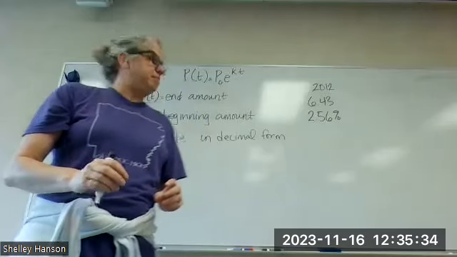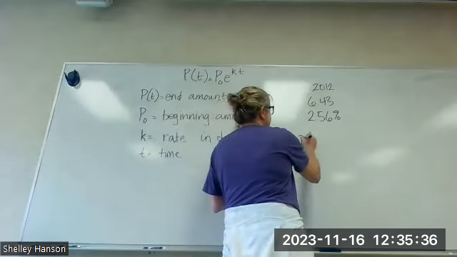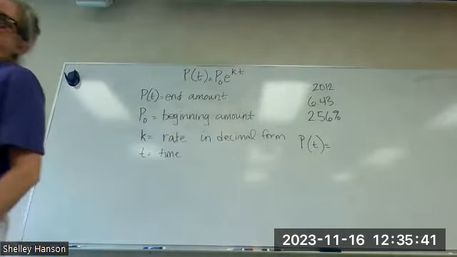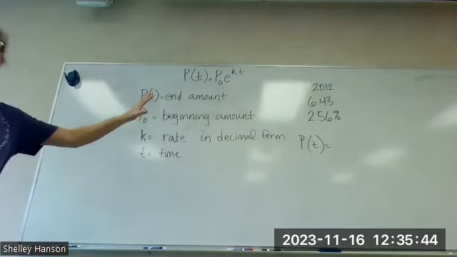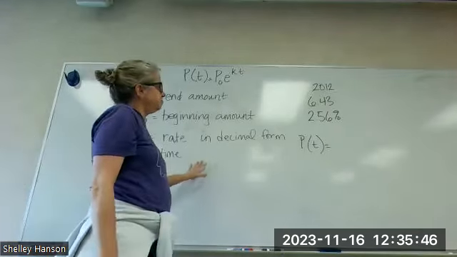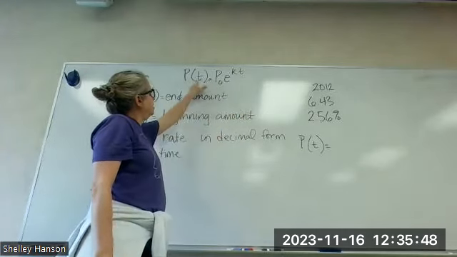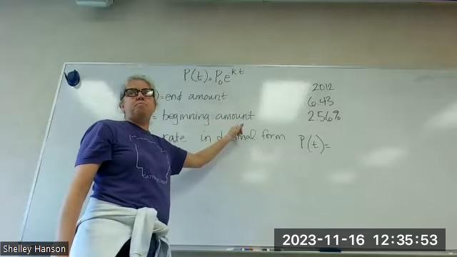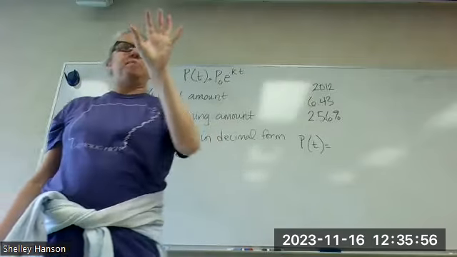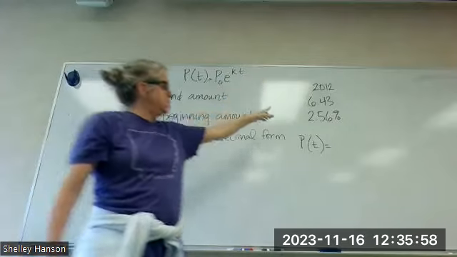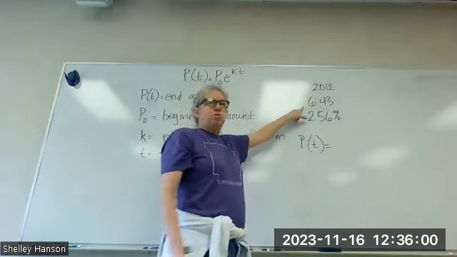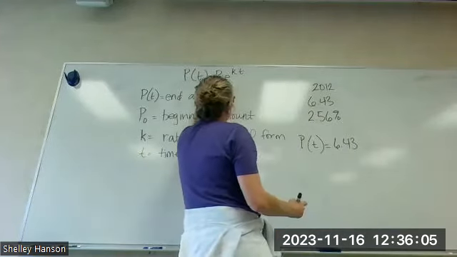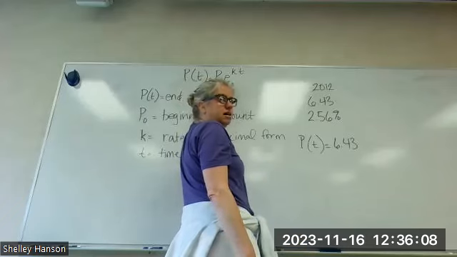So the first problem is going to have P sub t equals what? So we're going to fill in what we know here. So the first thing, P sub 0 is the beginning amount. What was the beginning amount, what was the population in the beginning of this problem in 2012? 6.43, or 6.43 million. So what comes after the beginning amount? The E.